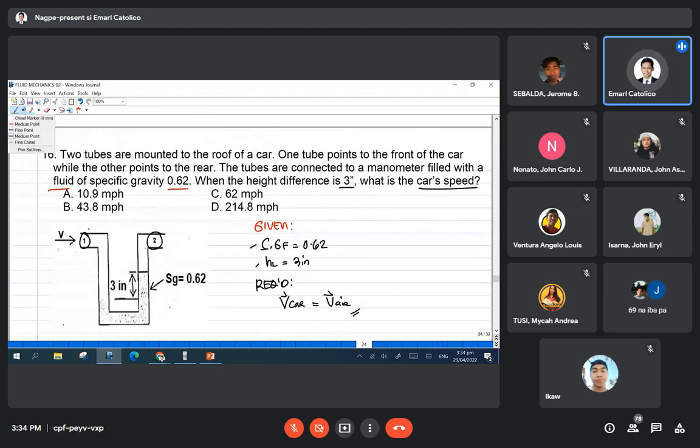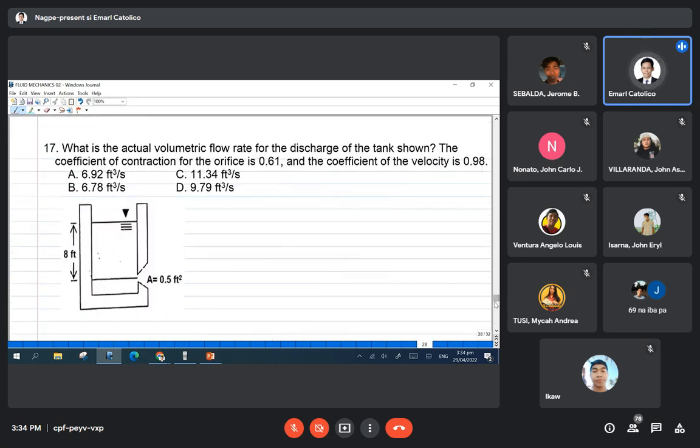Okay. So, letter C, 62 miles per hour. Okay. So, number 17. What is the actual volumetric flow rate for the discharge of the tank shown? The coefficient of contraction for the orifice is 0.61 and the coefficient of velocity is 0.98.